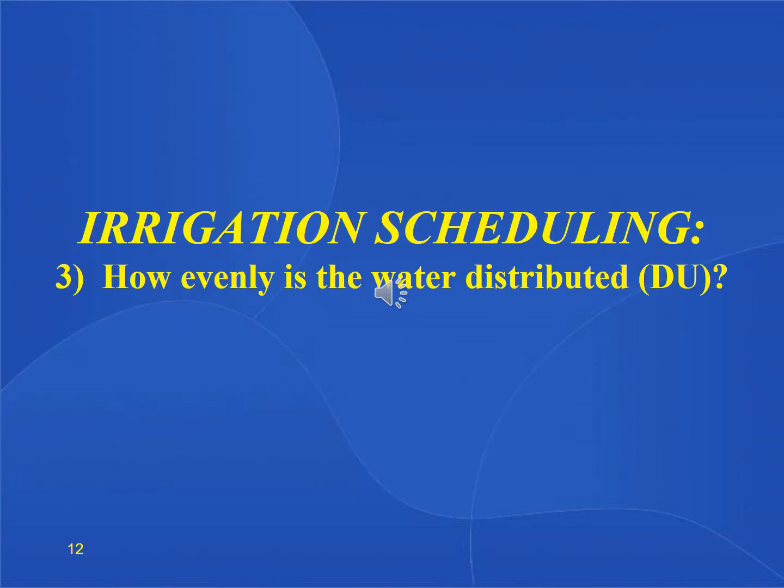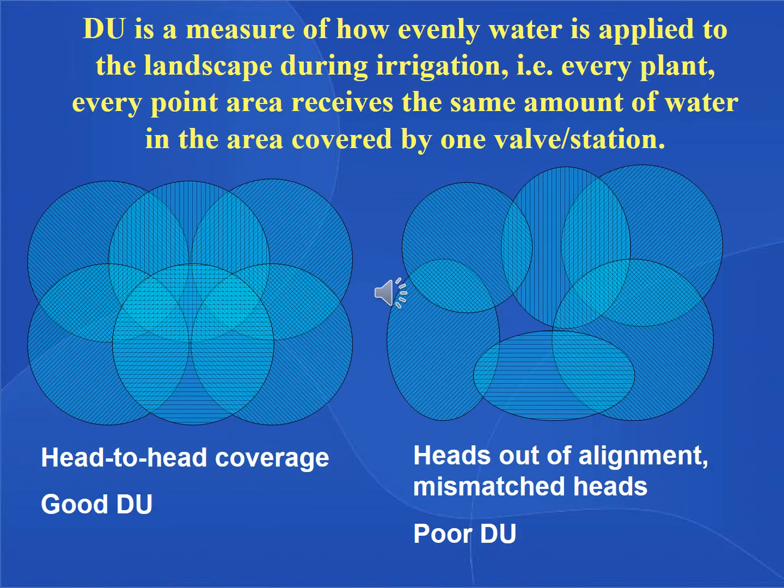Number 3, irrigation scheduling. How evenly is that water distributed? That's distribution uniformity. Here are some examples of what distribution uniformity means. It's the sprinkler heads. If they have good head-to-head coverage, so every area of your turf or landscape beds is being covered pretty evenly by your sprinklers, then you have a good distribution uniformity.